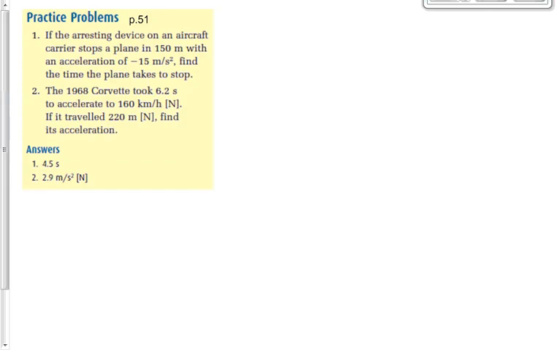All right, let's take a look at these two questions to finish it off for the day here, please. 51, number 1 and 2. And those are homework for tomorrow in addition to quiz number 3 on acceleration. All right, that's it for today.